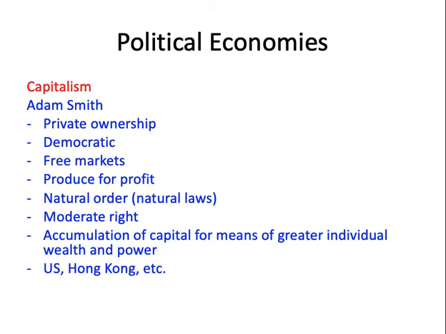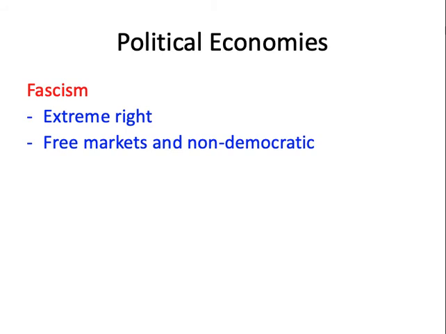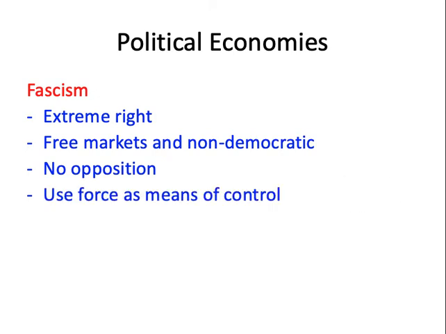So the next is fascism. And fascism is an extreme right system. They do have free markets, yet they are non-democratic, right? So they have free markets like capitalists, but they're non-democratic like communists, okay? No opposition is allowed. Think about fascist Germany, right? They use force as a means of control. They allow privatized ownership. If you watch any fascist Germany movies, you'll see there are shops, there are privately owned businesses, right? So they allow it. They understand that is good for the economy for certain types of things.